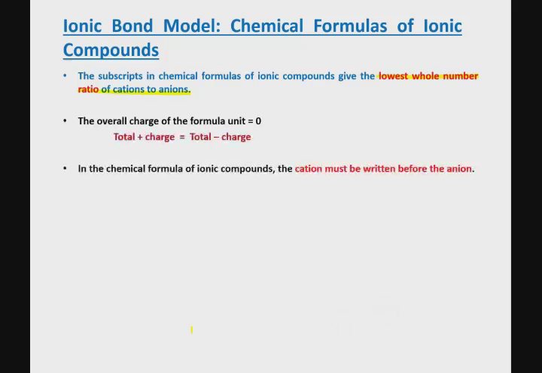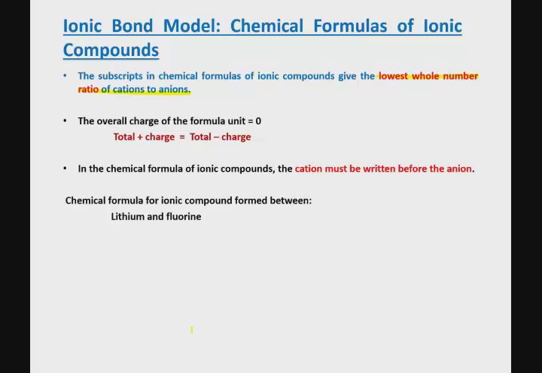In the chemical formula of the ionic compound, the cations are written before the anions. That's another rule for us to remember. No matter which elements are combining, the cation is always written first, followed by the anion in that formula unit. Okay, so let's try it out.